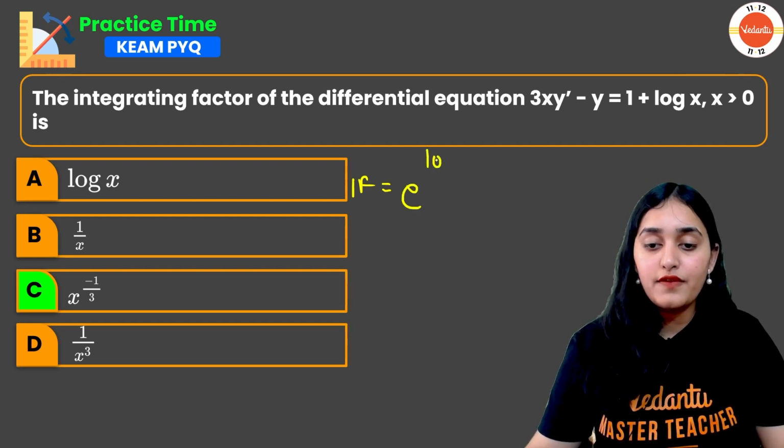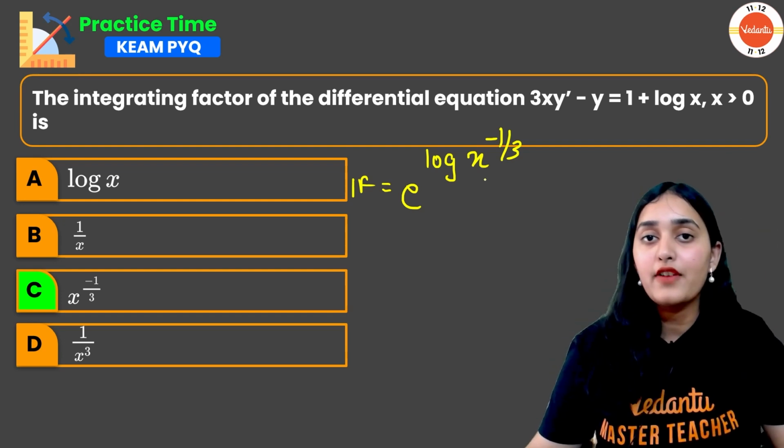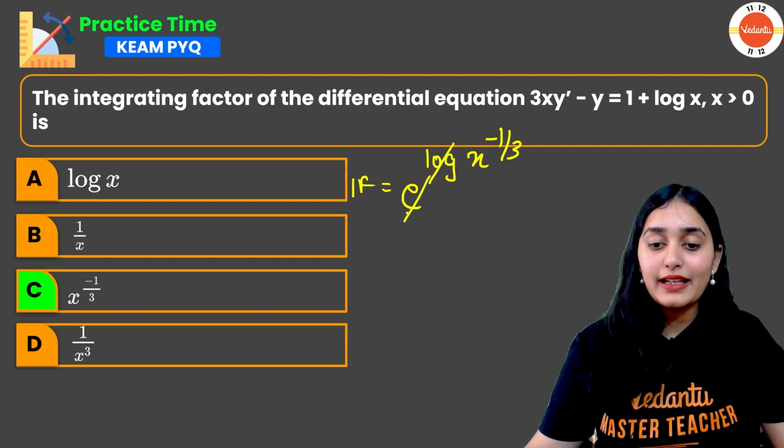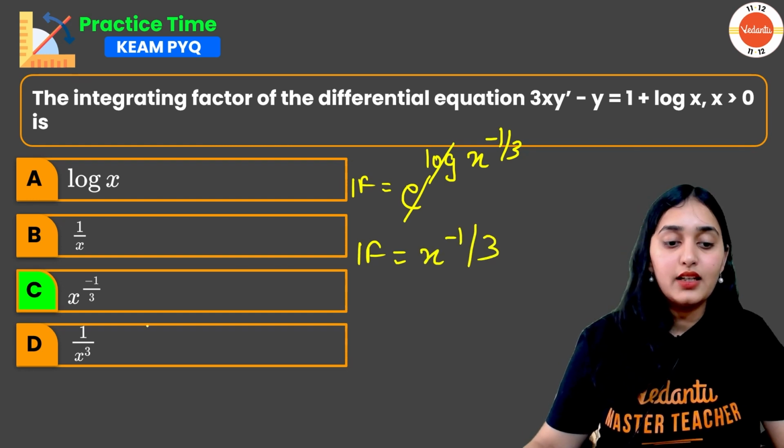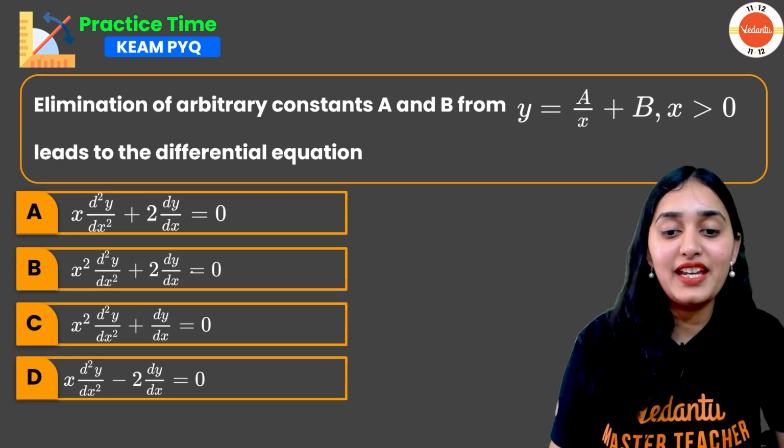Integrating factor will become e to the power of log of x to the power minus 1 by 3. Minus 1 by 3 will go to the power of x. Now log and e cancelled, integrating factor is x to the power minus 1 by 3. This is your answer. Okay.